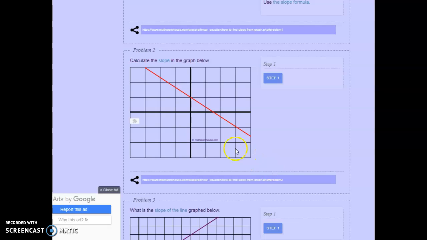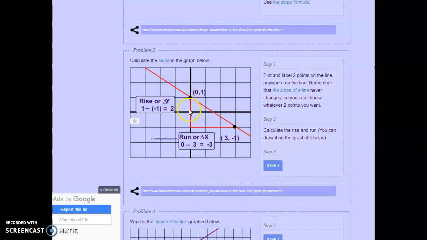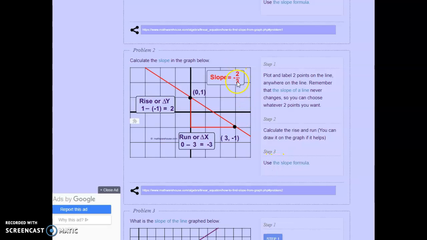Okay, here's another one. Step 1. Wait, let's find out first. Is this positive or negative? Okay, I'm going down, so that's negative. We plot 2 points. You guys, see if you can find the slope here. You can pause the video if you need to. Okay, it's negative, and I'm falling 2 and running 3. So my slope would be negative 2/3.